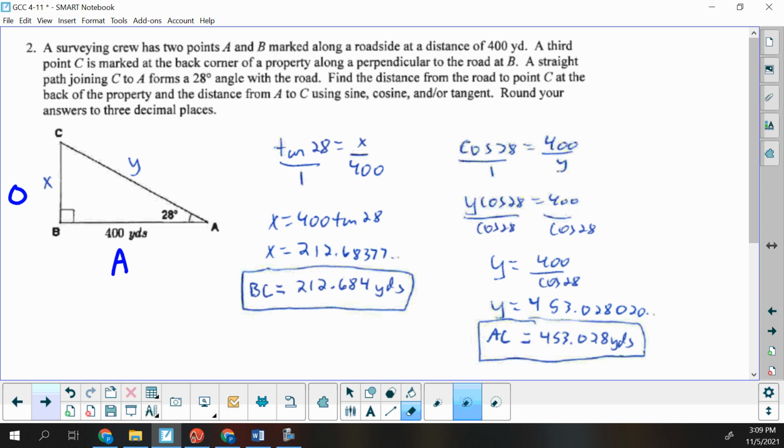For AC, use the 400, which is your adjacent, the y, which is our hypotenuse, so we're using cos. This time when we cross multiply, though, the y is not yet by itself. You have to still divide by cos 28. So sub in the 400 over cos 28 in the calculator and round to 3 decimal places.